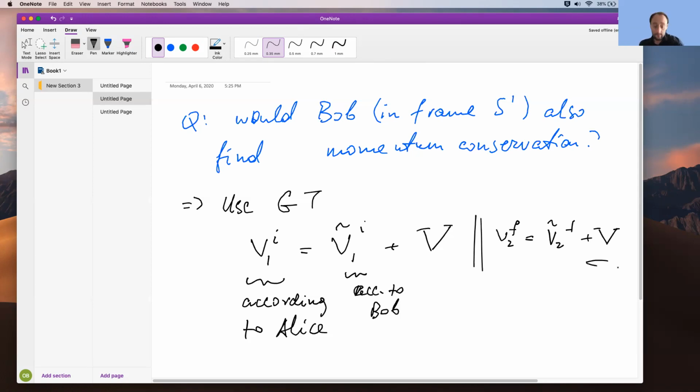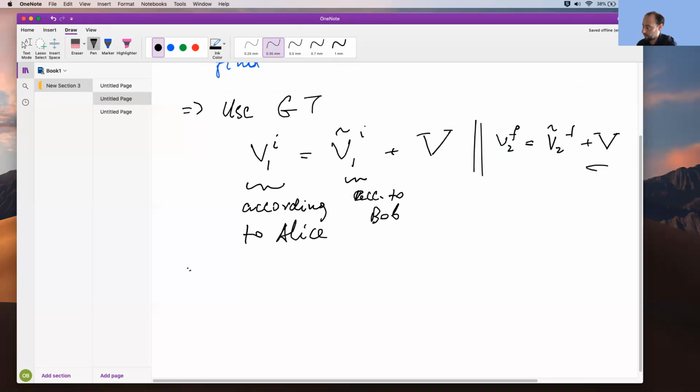For example, it's possible that according to Alice, V1 initial is like that and V1 final is like that. But if Bob is moving sufficiently fast, according to him, V1 initial is like that and V2 initial is even more like that. You can play with it with numbers, and you will see. This takes care of everything.